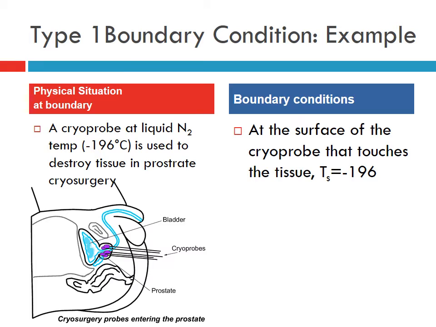Another example of type 1 boundary condition: a cryoprobe is at liquid nitrogen temperature and it is used in cryosurgery. At the surface of the probe that touches the tissue, you have a boiling situation where the liquid nitrogen is boiling there and maintaining the surface temperature of the probe at minus 196. So again you see the form that surface temperature is known or given.